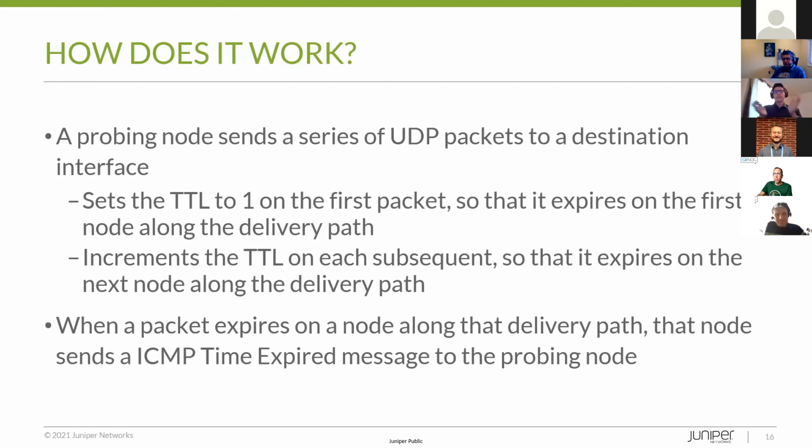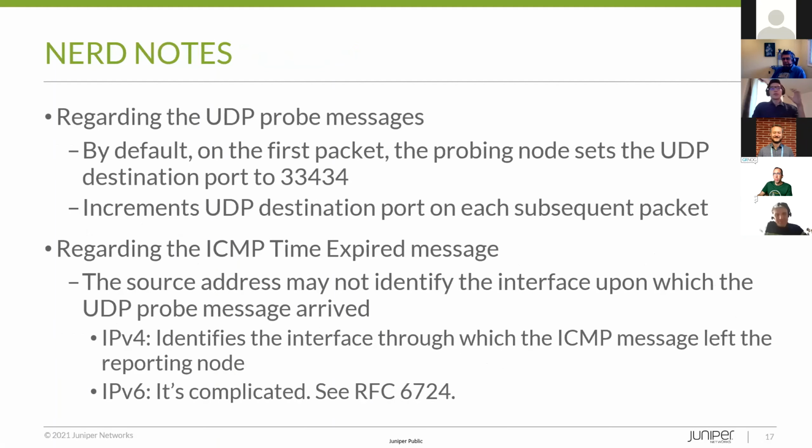TRACEROUTE does this by sending a series of UDP packets from a source to a destination, and it uses the time to live field, or TTL, in order to do this. It sets the TTL to 1 on the first packet, so the message gets to the first hop along its path, expires, and then that node will send an ICMP time expired back to the source, and it increments that on each hop. To get a bit more technical, the UDP probe messages by default have the UDP destination port set to 33434, and it's incremented in each subsequent packet.